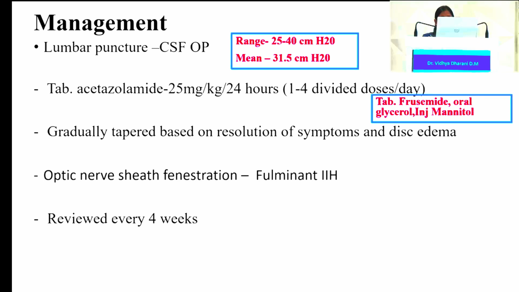Management: lumbar puncture was done in all to record the CSF opening pressure, which ranged between 25 to 40 centimeters of water. All children received tablet acetazolamide. The older children were also given a trial of furosemide, oral glycerol, and injection mannitol. These medications were gradually tapered based on resolution of symptoms and disc edema. Bilateral optic nerve sheath fenestration was done in the child with fulminant IIH.